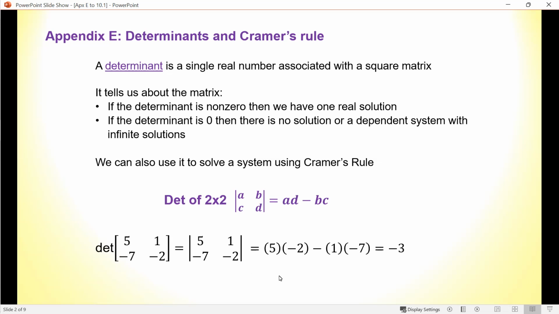So we're going to just follow the pattern from above. We do 5 times -2, and then we subtract from that 1 times -7. And the resulting number is going to be -3. So in this case, this matrix has a determinant of -3. And I'll show you how we could use knowing that our determinant is -3 to help us when we have systems of equations.